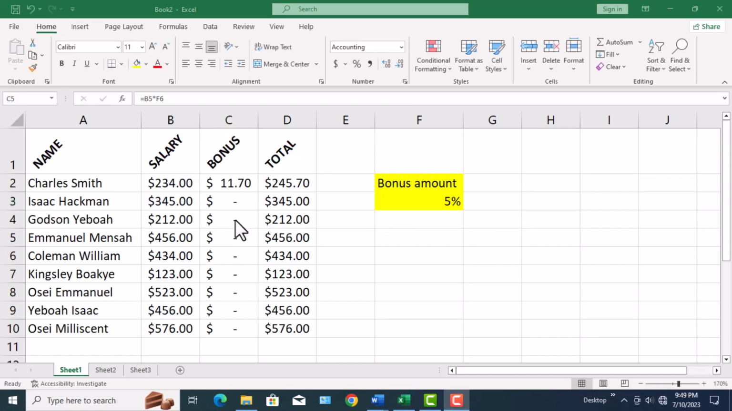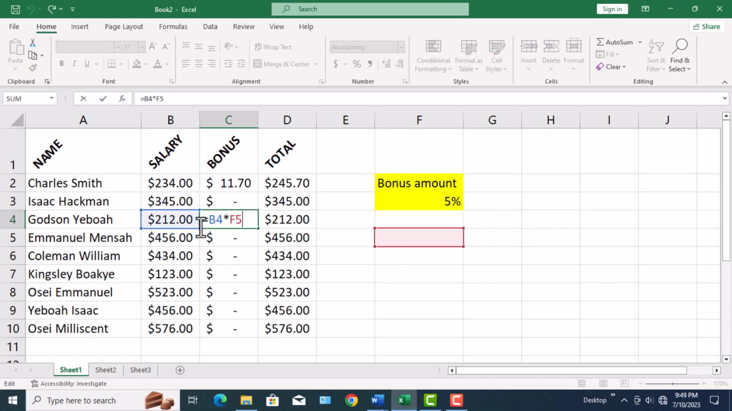Let's go to the next cell and check again. We have B4 multiplying F5. The F column has shifted downwards again, and we can see that there is nothing there.